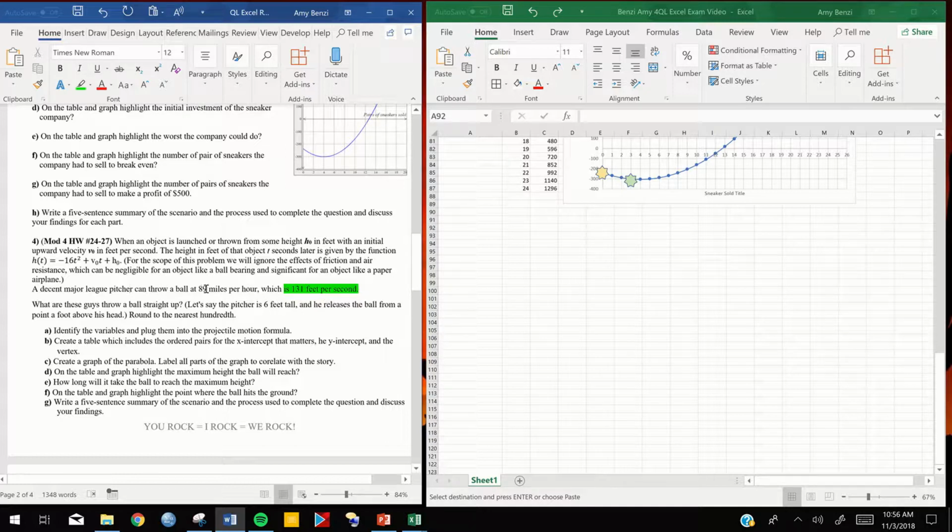The author didn't make us convert 89 miles per hour to feet per second, but he did make us do a little bit of math right here. So no complaining about that. So the initial height looks like it's going to be 7. So I'm going to go ahead and plug my formula in.